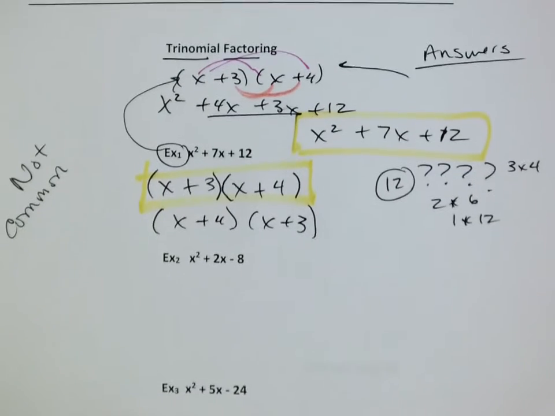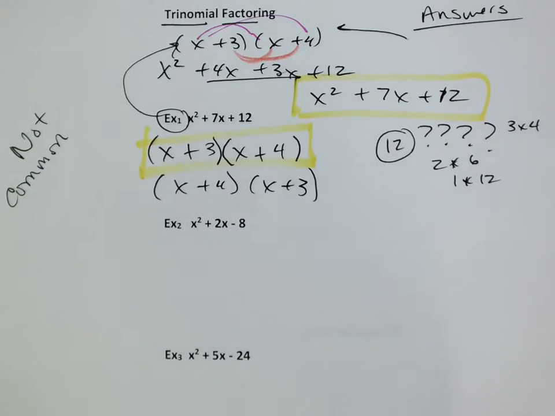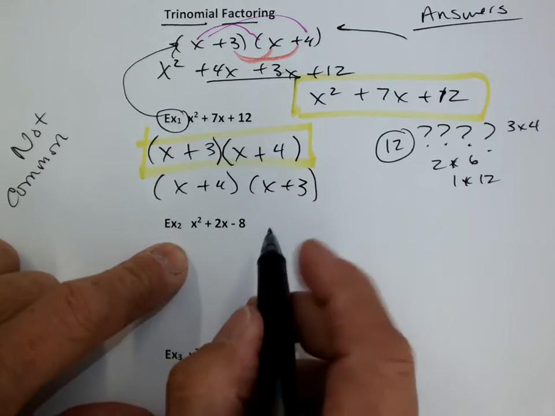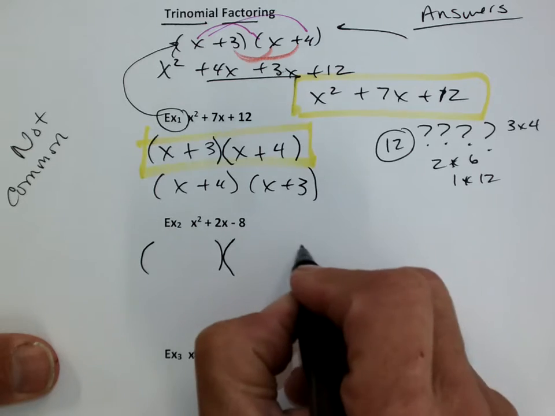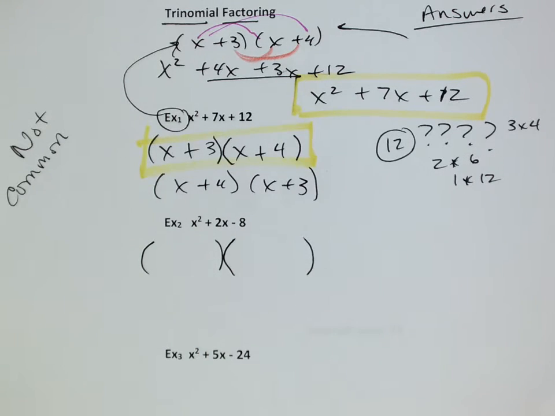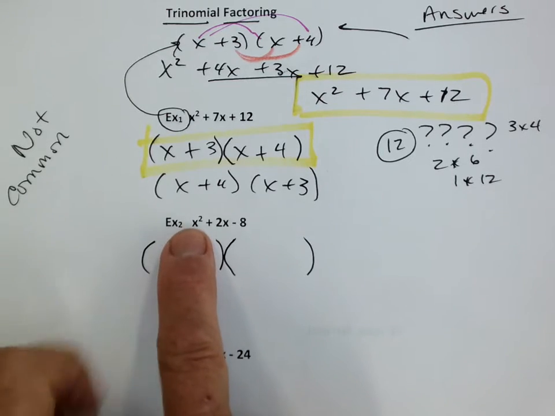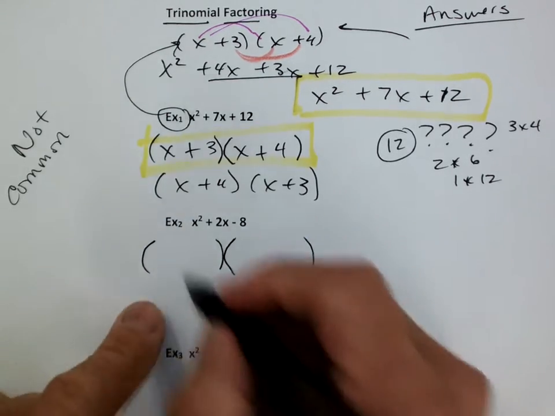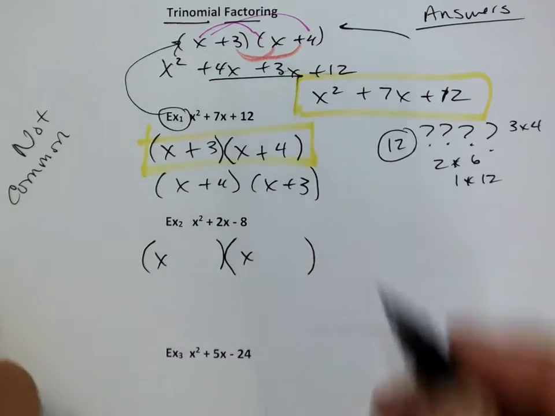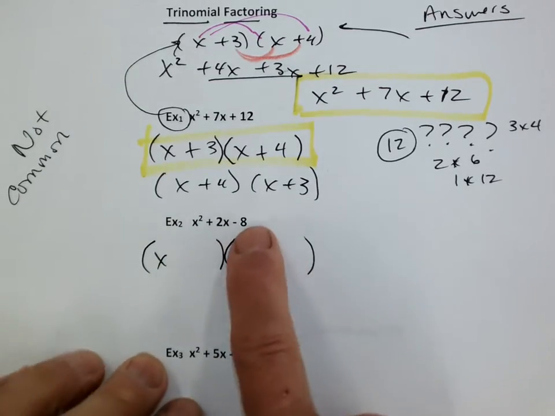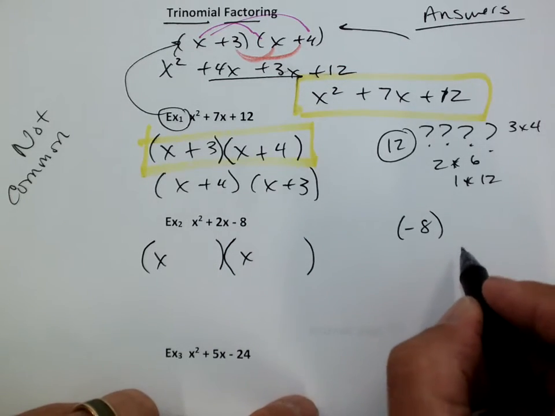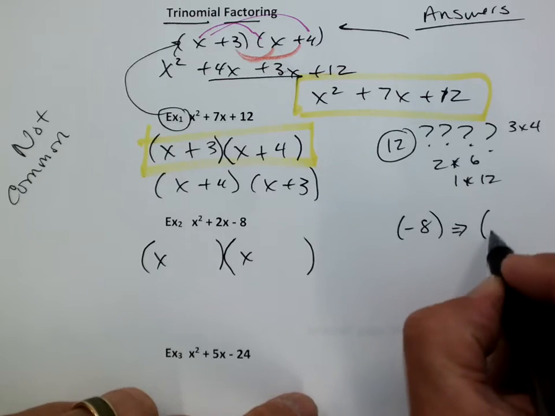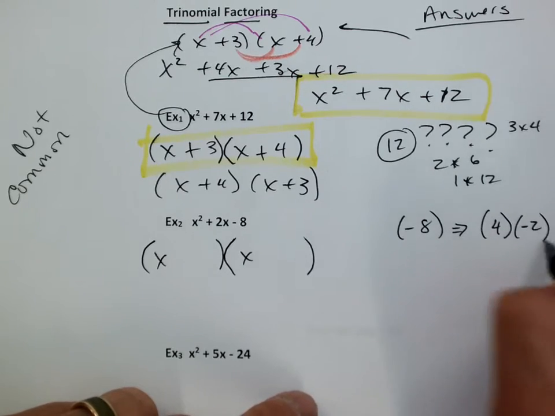All right, let's take a look at example 2. Again, if it's trinomial factoring, there's nothing in common. I need an x squared, so parentheses, parentheses, parentheses, parentheses. The only way I'm going to make an x squared is with an x times an x. And the last term is a negative 8. To make the multiples of a negative 8, I'm going to use a positive 4 times a negative 2.